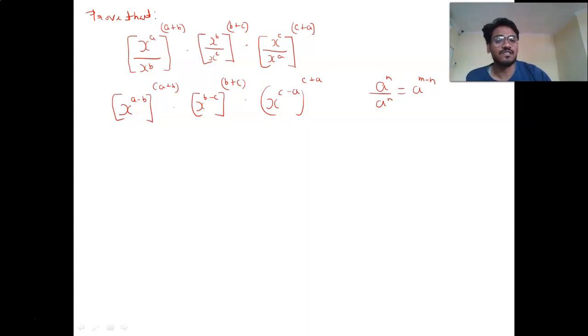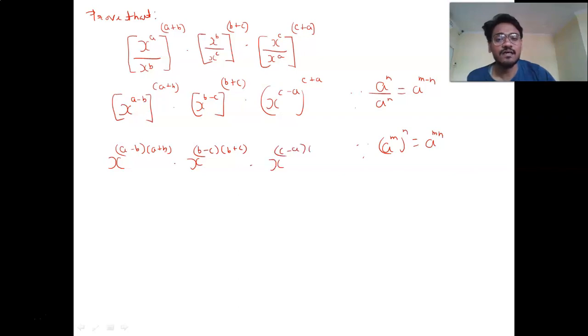Now students, with this law of exponent, a to the power m whole raised to the power n, these powers are actually getting multiplied. So when I multiply a minus b and a plus b, I will be getting a minus b into a plus b. Similarly here it's going to be b minus c, b plus c, and the product is c minus a times c plus a. No problem. Now students, when a minus b is multiplied with a plus b, you know the identity. Remember the identity, you studied it in 8th class also: a square minus b square.